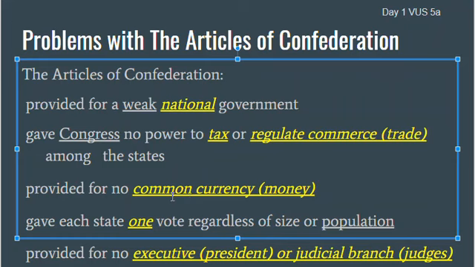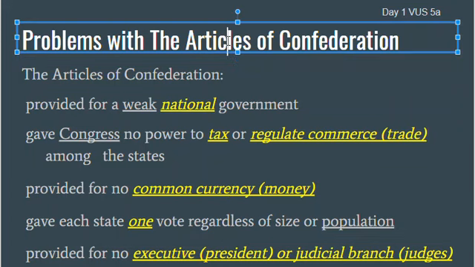It provided for no common currency, which is money. So Virginia and Maryland would have different money. If you wanted to trade, it was very difficult because it's not like today. If I went to Maryland, I can just get a dollar bill and it's the same dollar bill in Maryland that's in Virginia. If I go to California, it's the same dollar bill. But back then, under the Articles of Confederation, it was different currency everywhere.